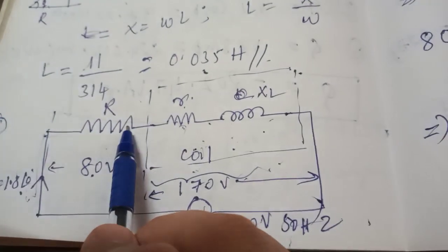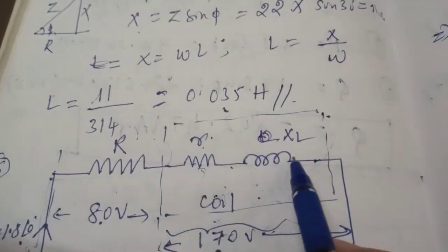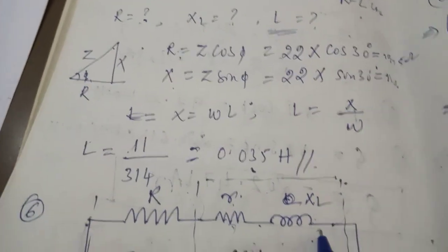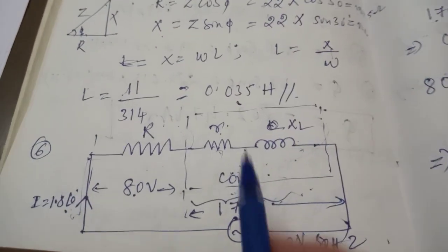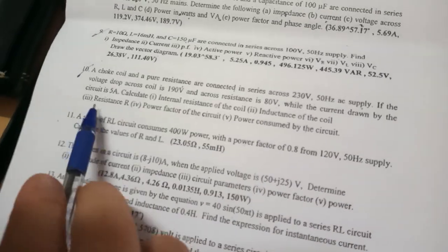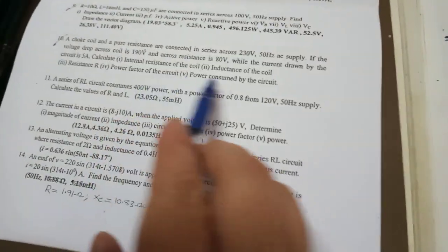What we have done in the 6th problem: here they have given a pure resistance and a choke coil. This is the choke coil, which has both resistance and reactance. So all three are connected in series with a so-and-so voltage. Then you have to calculate the internal resistance of the choke coil and the inductance of the coil. Next, resistance R also you have to calculate, the power factor of the circuit and power consumed.